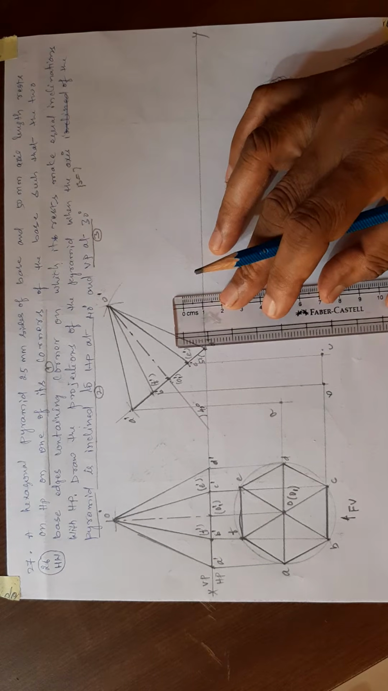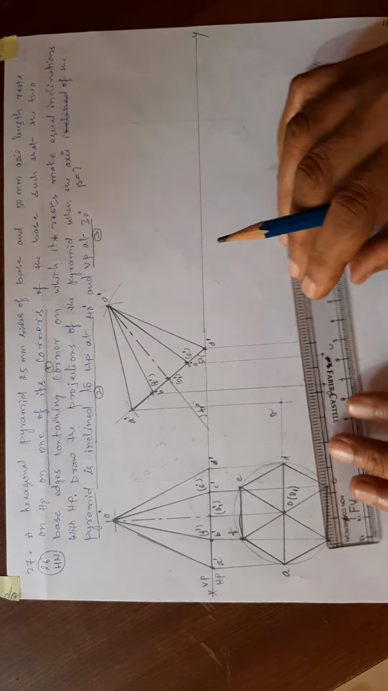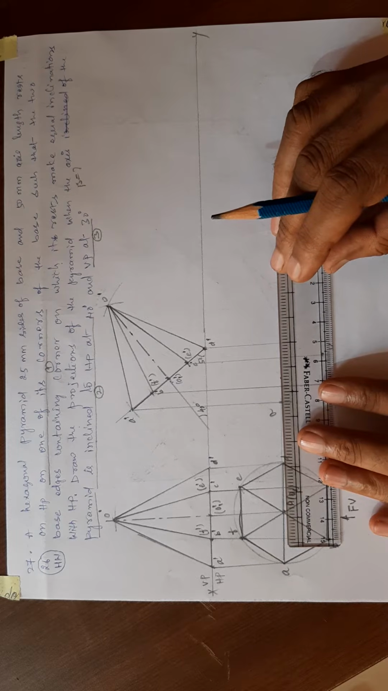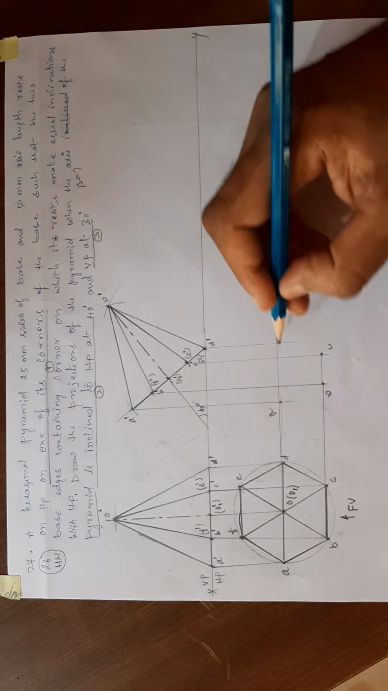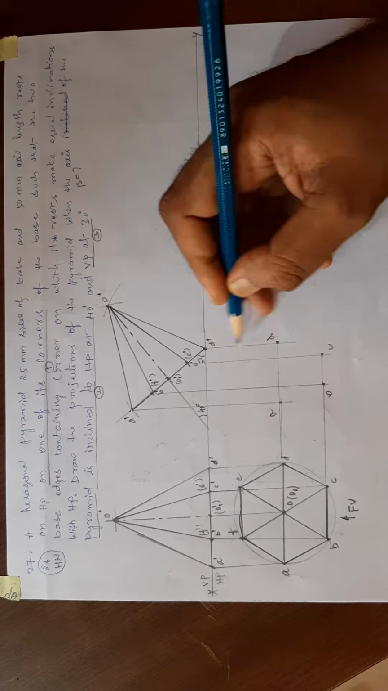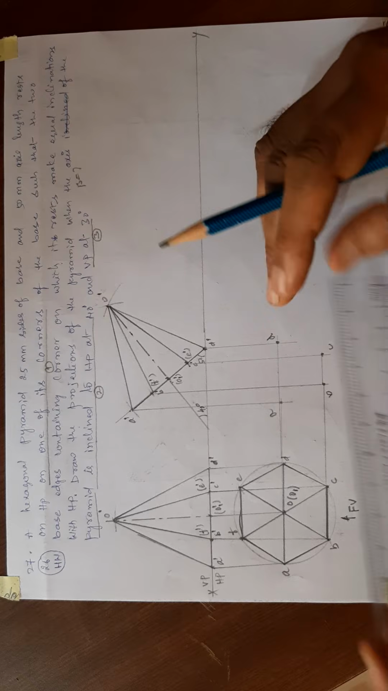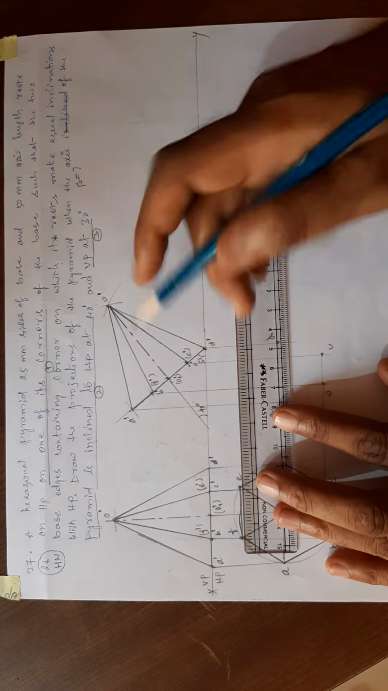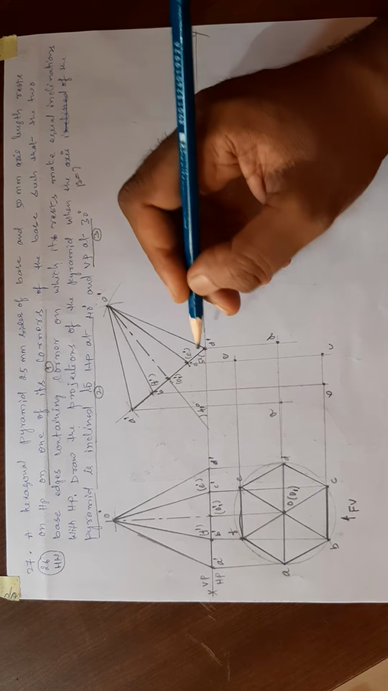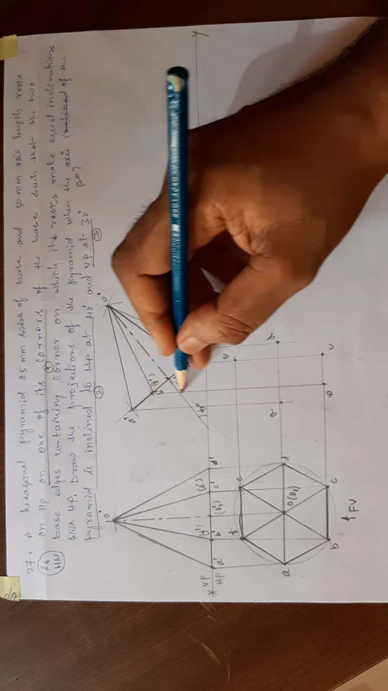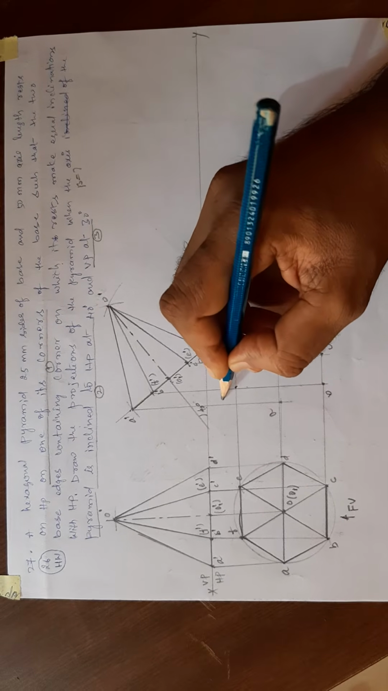Next, a vertical downward projector line from D dash and a horizontal projector line from D. Now this point is D. Next E: a vertical downward projector line from E dash and a horizontal projector line from E. This point is E. Next, a vertical projector line from F dash and a horizontal projector line from F. Now this point is F.